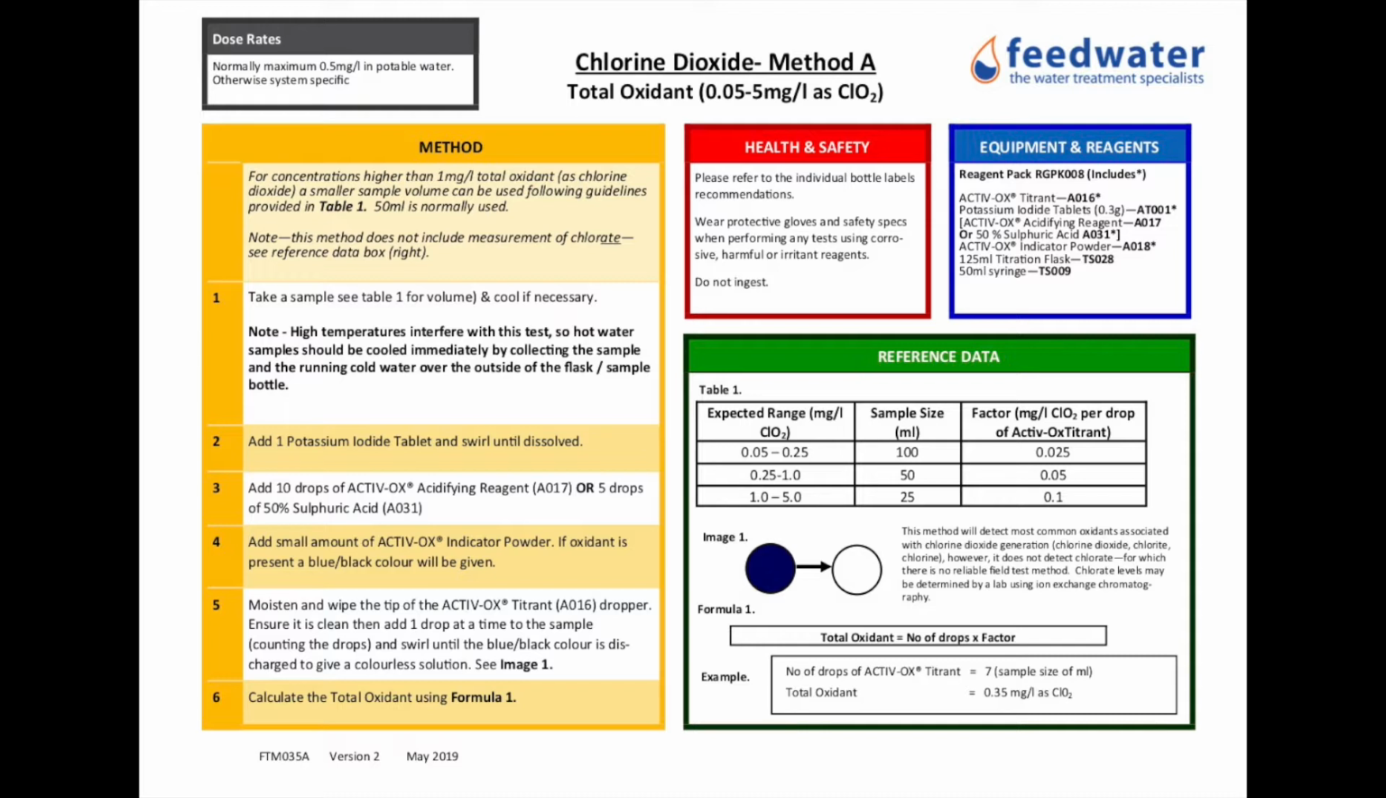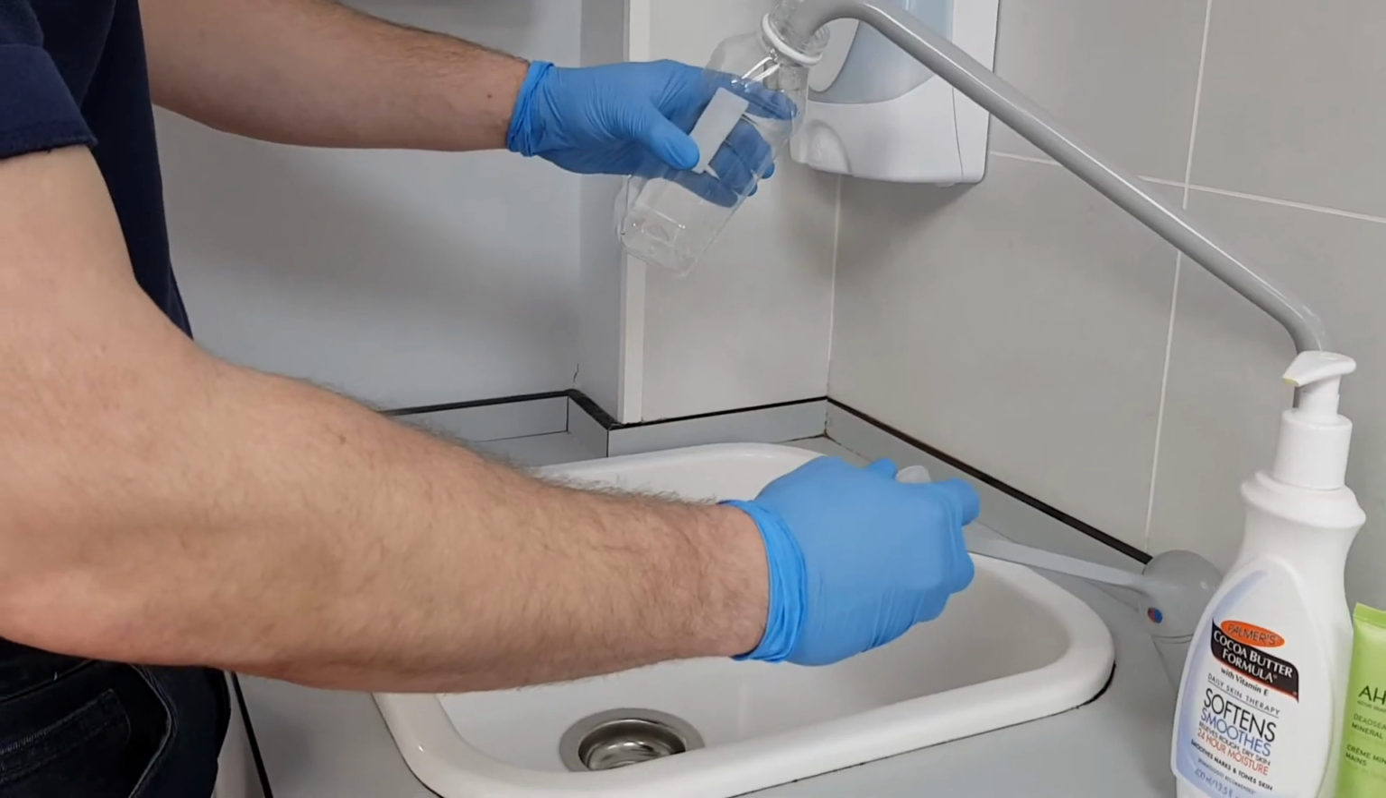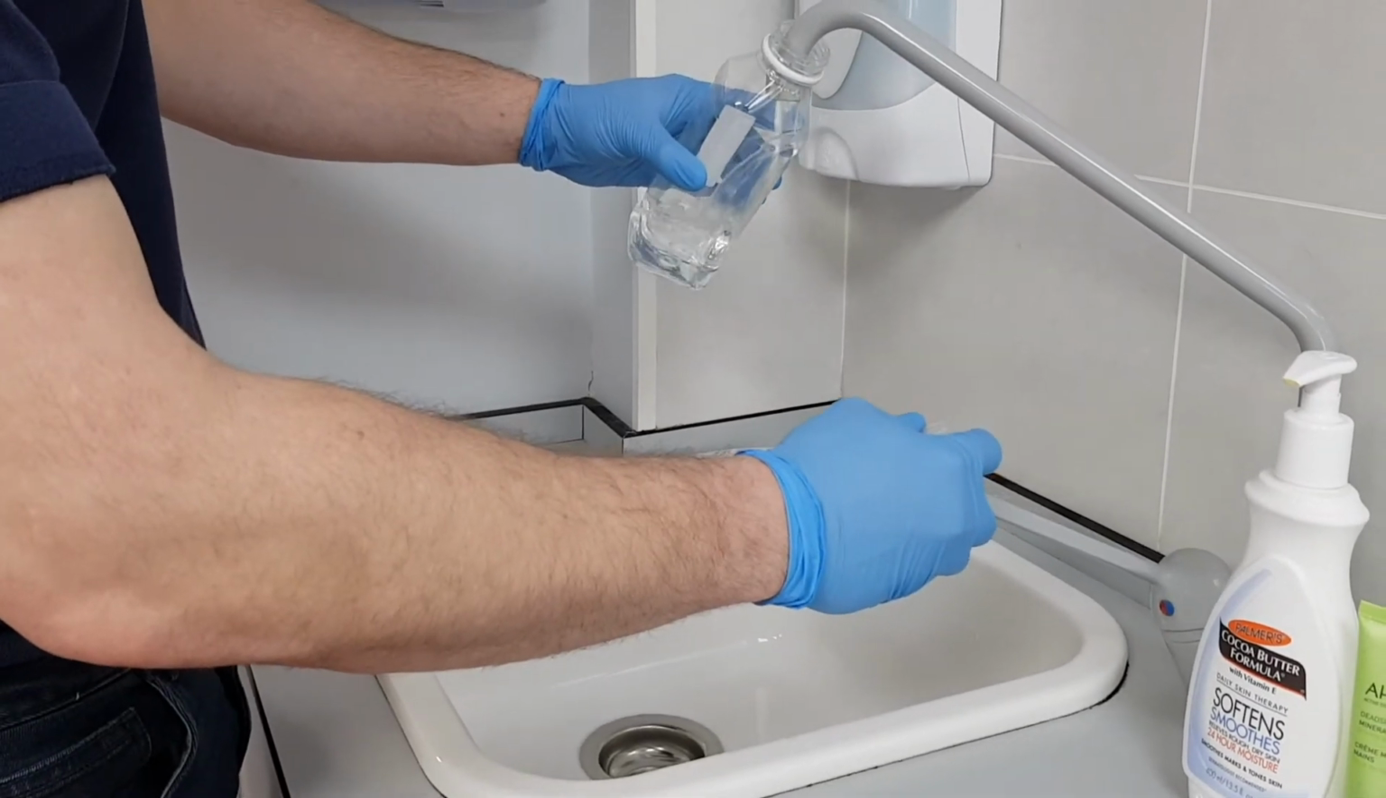We generally recommend that you should use this method in conjunction with one of the methods for free chlorine dioxide. Activ-Ox test kits are supplied as standard with a free chlorine dioxide test, including chlorine dioxide VLR reagent. Contact your feedwater rep if you need guidance on test selection or interpretation of results. Before demonstrating the test, we would like to talk quickly about sampling.